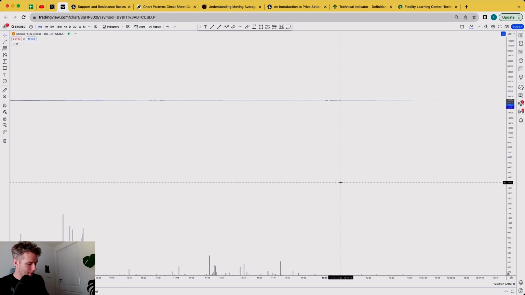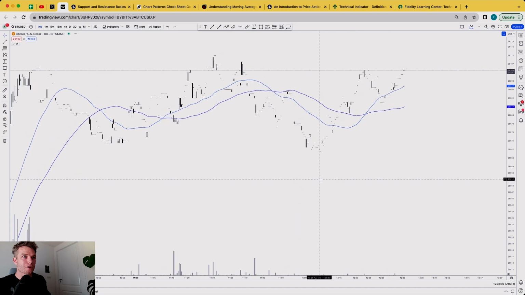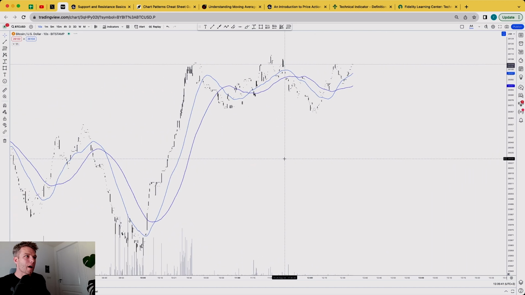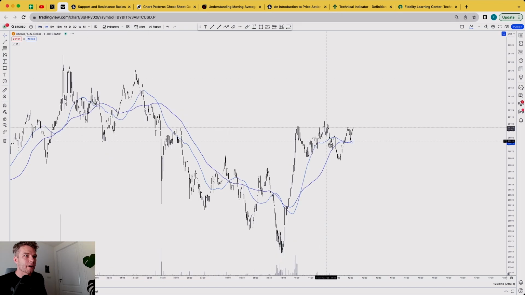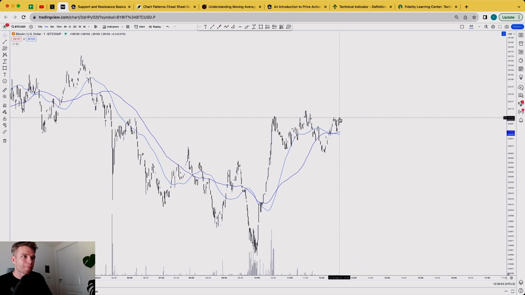Let's say that we have Bitcoin. We can also switch the time frame if you've got a paid version of TradingView, where every candle represents 10 seconds. You can go completely crazy, but let's stay with the 1 minute. Here you can see price paints a candle every minute, and you can see the same thing happening.